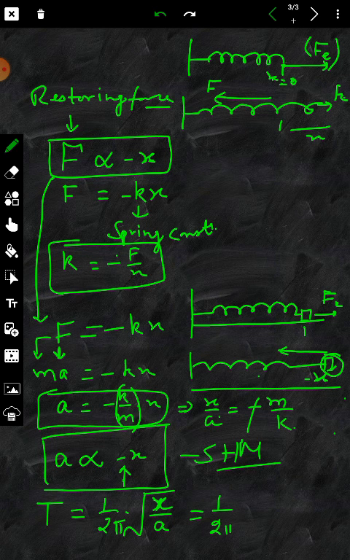Therefore, the time period becomes the square root of m upon k. So if we know the mass of the object having simple harmonic motion, where the object is attached to the spring and lying horizontally on a frictionless table, and if we also know the spring constant, then we can calculate the time period of such a simple harmonic oscillator.